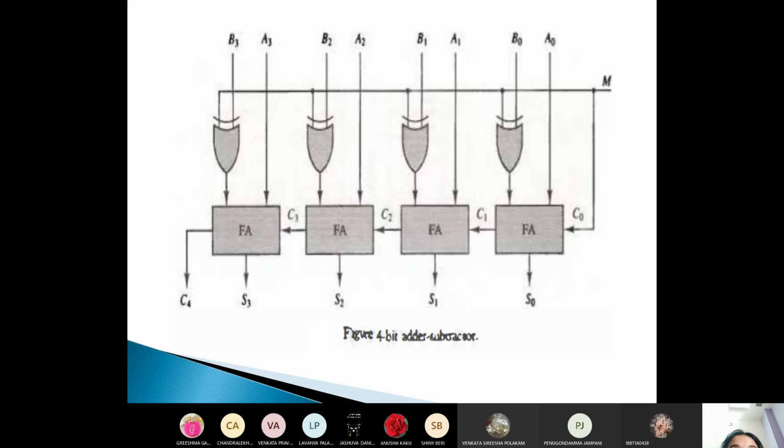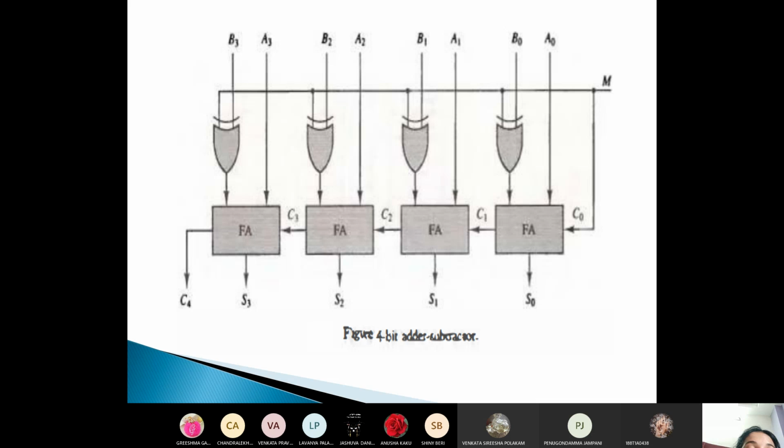When M is equal to 0, we have B plus 0 is equal to B. The full adder receives A and B. The input carry is 0, then the circuit performs A plus B. So when M is equal to 1, we have B plus 1, that we can write as B's complement.